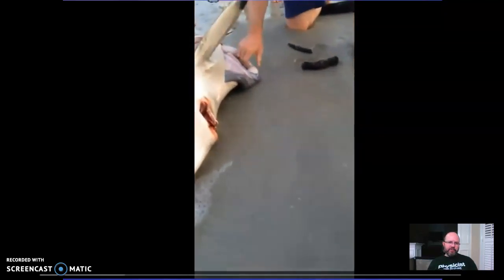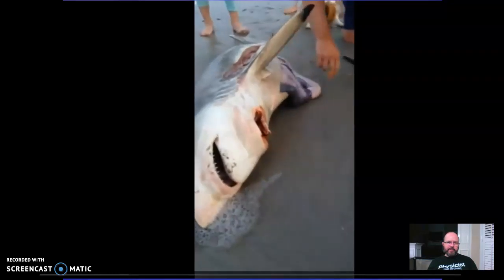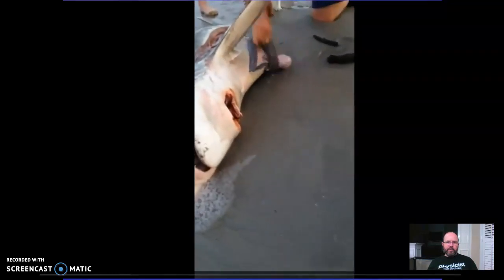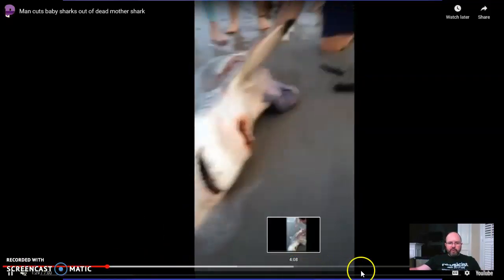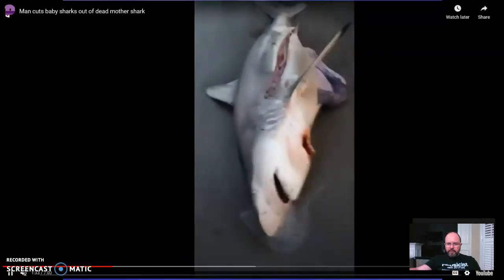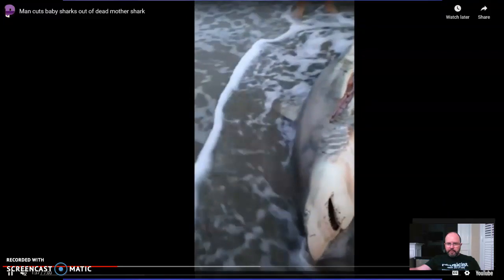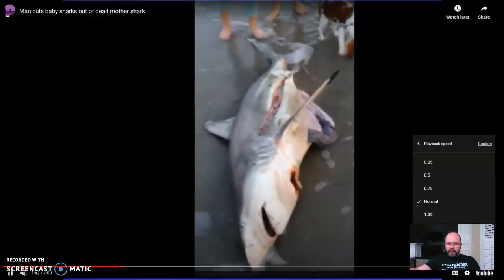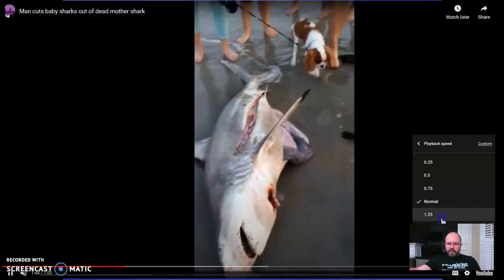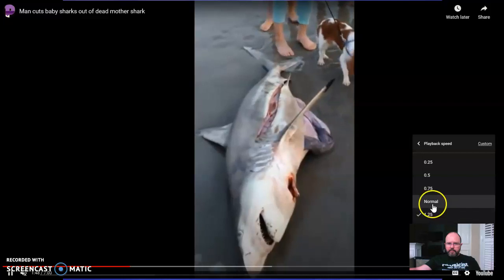it looks like they tried to go in a little bit farther up on the body and were not close enough. And so now he's cutting out where the guts are and getting closer to where the sharks are. And I'm going to see if I can speed up my playback here. Try to get this in at maybe at least 1.5 times speed.